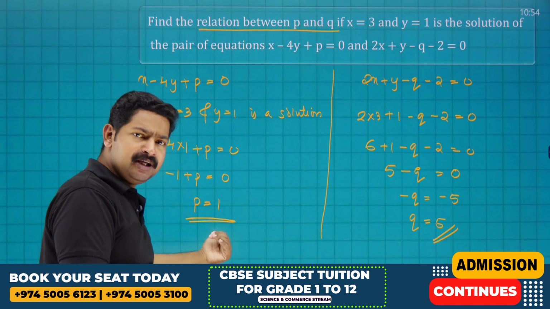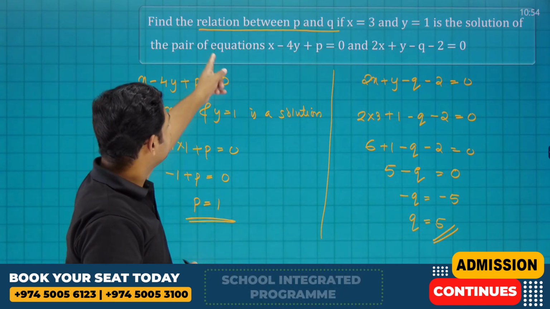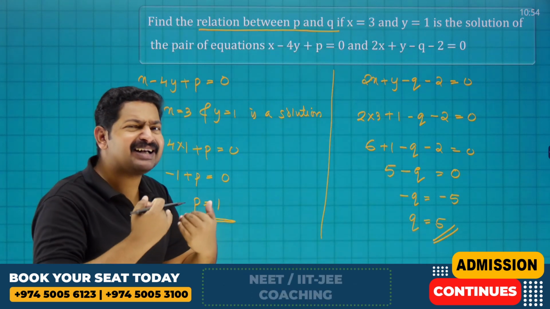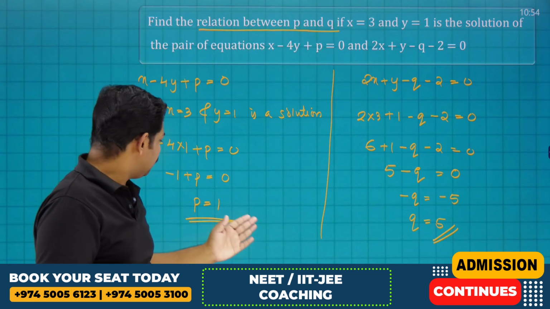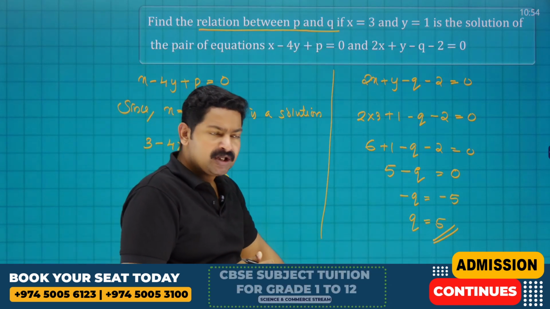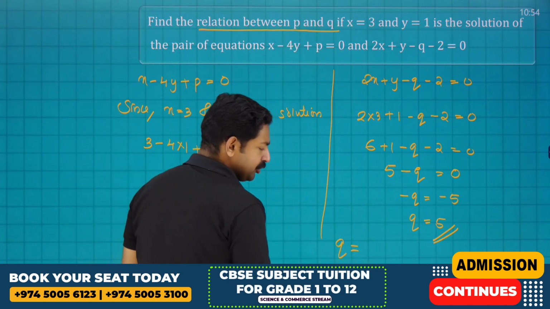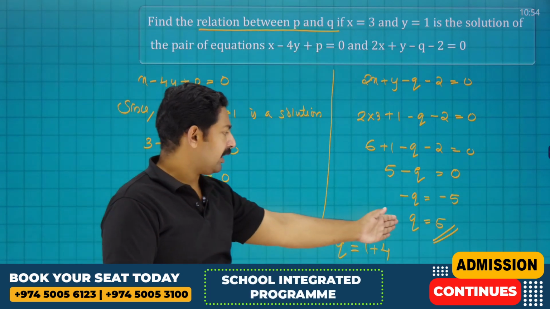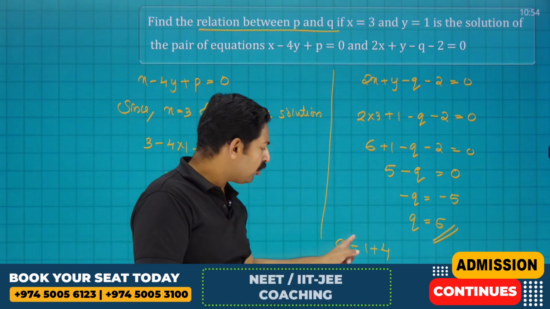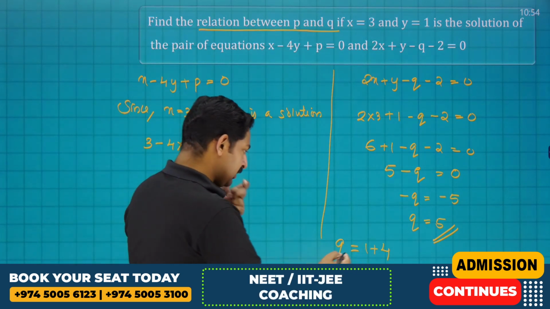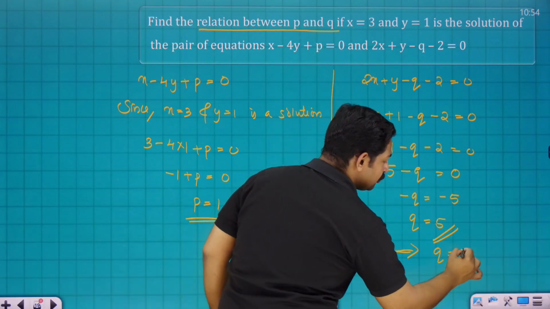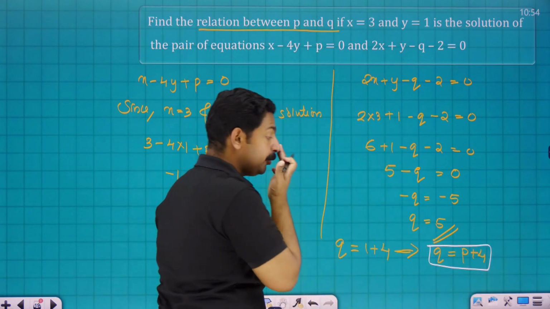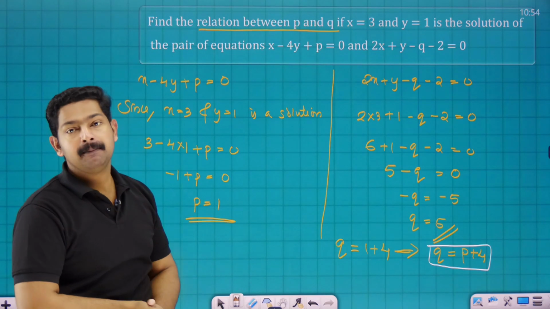So now you can see the value of p you got, the value of q you got. Actually what we need to find out is the relation between p and q. So we need to find a relation between this p and q. It's easy. What is p? 1. What is q? 5. So can we write q is equal to 1 plus 4, right? Actually q is equal to 5. It can be written as 1 plus 4. What is 1? The value of p is 1. So from this we can write q is equal to p plus 4. This is the required relation between p and q.